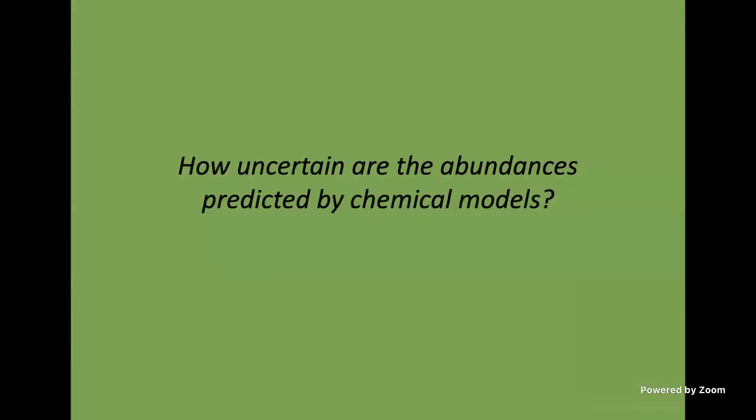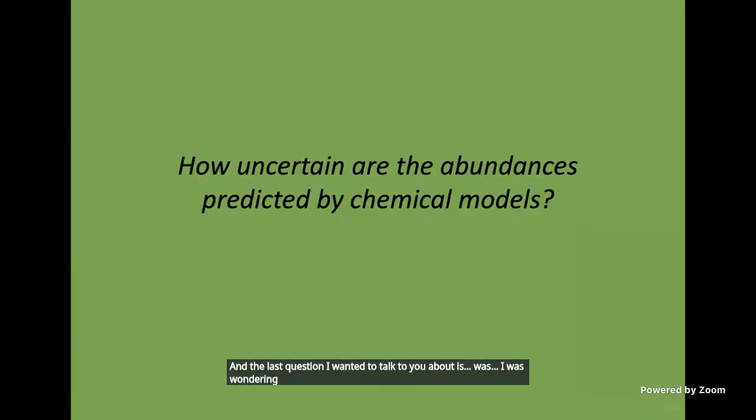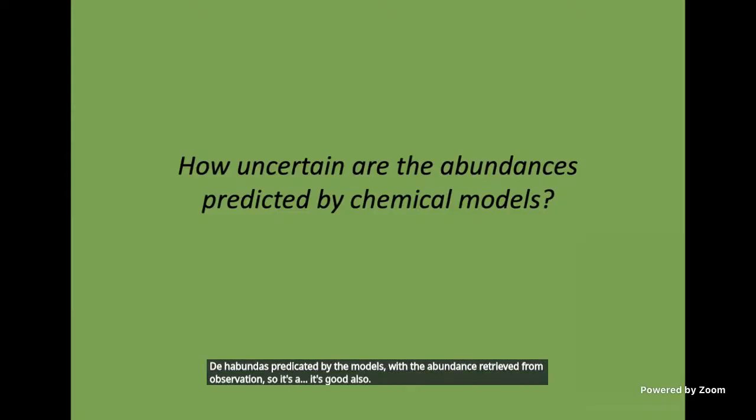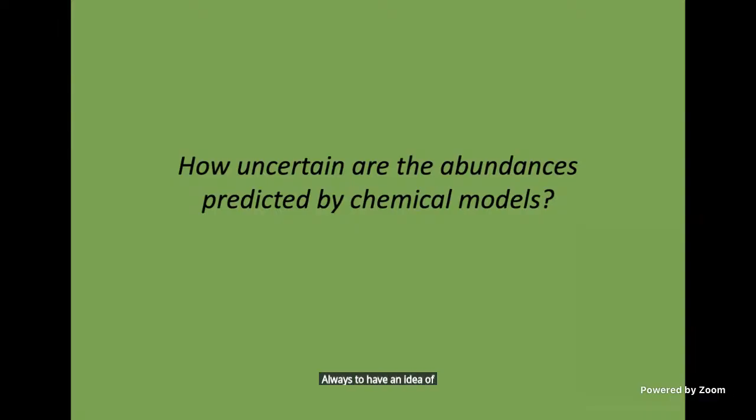And the last question I wanted to talk to you about: I was wondering myself how robust or how reliable these chemical models are, because at some point the idea is to compare the abundances predicted by the models with the abundances retrieved from observation. So it's also always good to have an idea of what the uncertainties are in both types of quantities to evaluate whether the agreement is satisfactory or not.